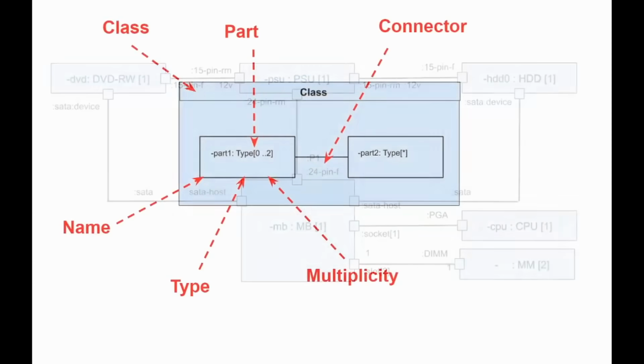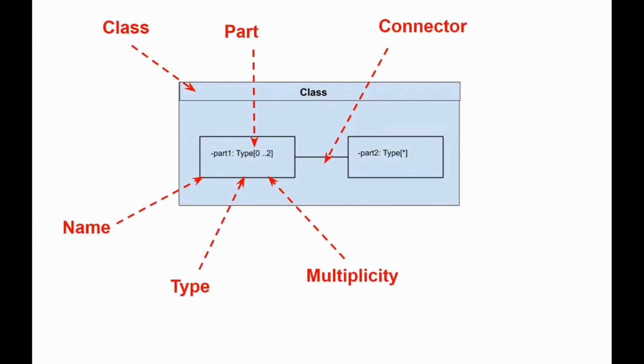In other words, composite structure diagrams show the internal parts of a class. The part's name is usually constructed with the part's name, then a colon, then the part's type, with multiplicity stated inside square brackets. Aggregated classes are parts of a class, but parts are not necessarily classes. A part is any element that is used to make up the containing class.